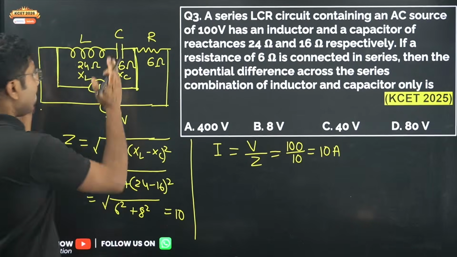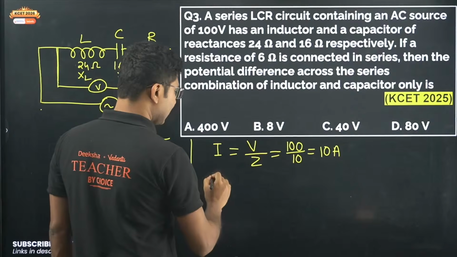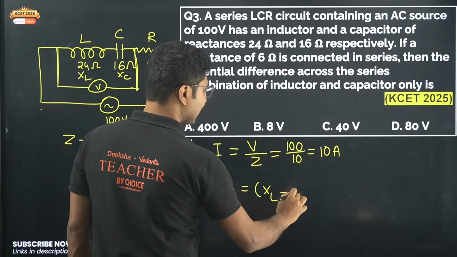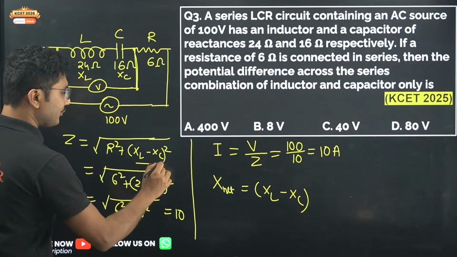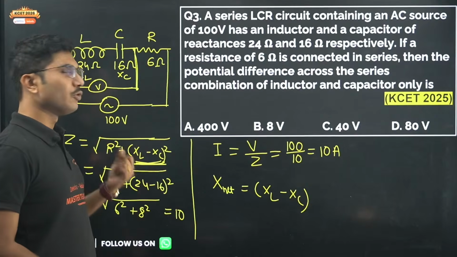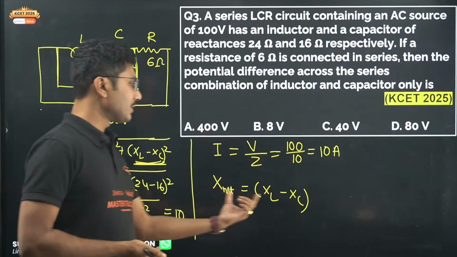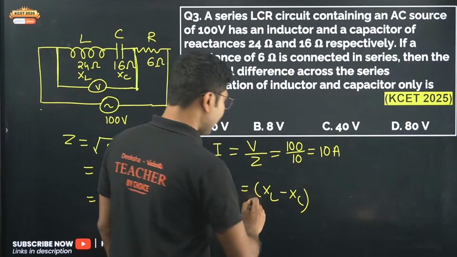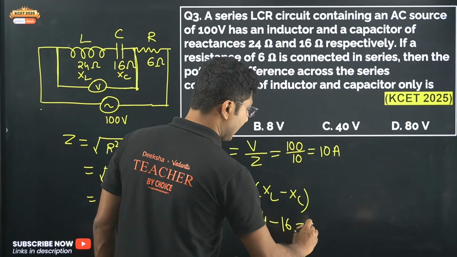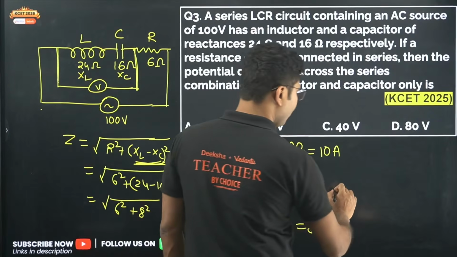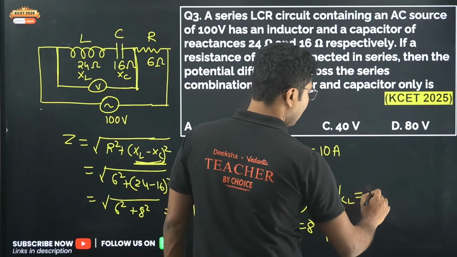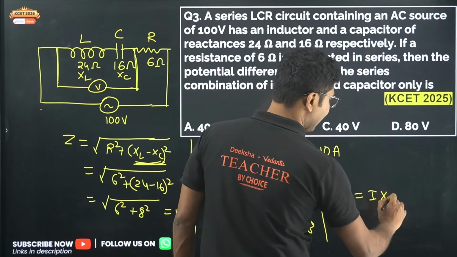So what is the net reactance of the circuit? Net reactance is given by XL minus XC. Generally, in this formula, this is the net reactance. This is reactance, this is resistance. Combining both of them, you get impedance. So this is called net reactance. Net reactance is obviously 24 minus 16, which is 8. So what is the voltage drop across the capacitor and the inductor? It is given by current times net reactance.